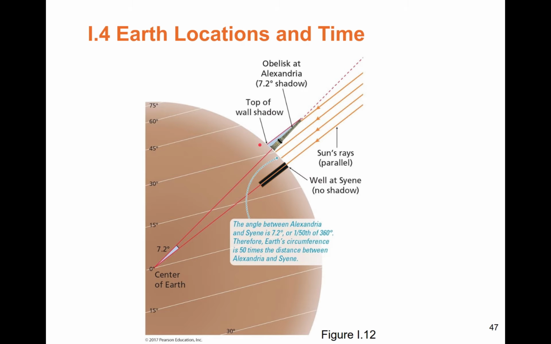And he thought, wait a minute. So if the sun's shining here, the sun's hitting at a 90-degree angle, and here it's not hitting at a 90-degree angle. Well, the angle between these two places through the center of the Earth, the angular distance between these two places, is going to be equal to the difference in the angle of the shadows.